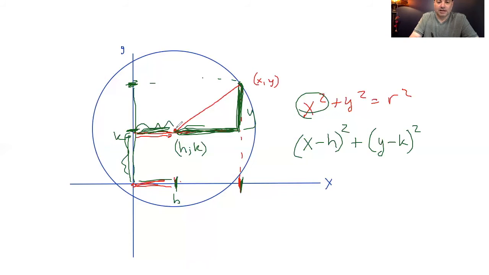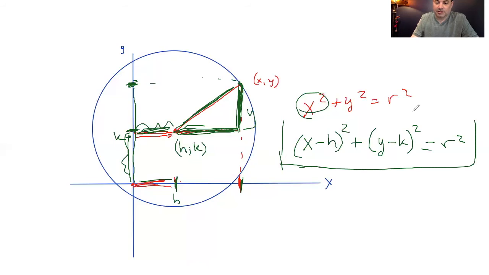Hope that makes sense. Now, the radius, like I said, I didn't change the size of the circle at all. I just shifted it to a different part of the coordinate plane. So I still have radius squared. That's why this is the actual equation of a circle on the xy plane, where h and k, not negative h and negative k, but h itself and k itself, is the center of my circle.